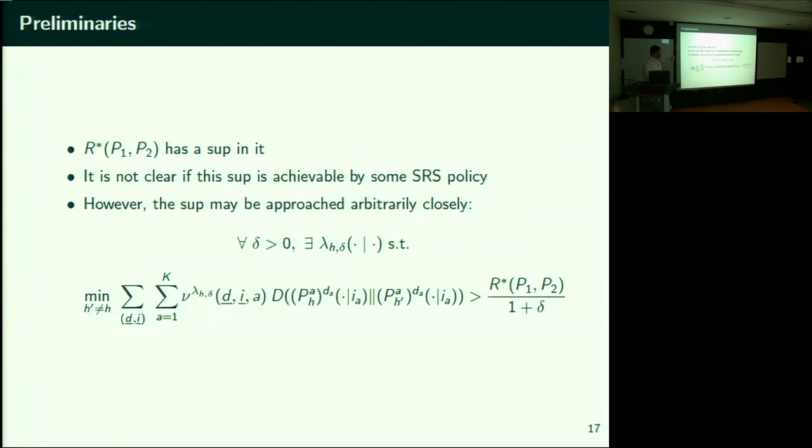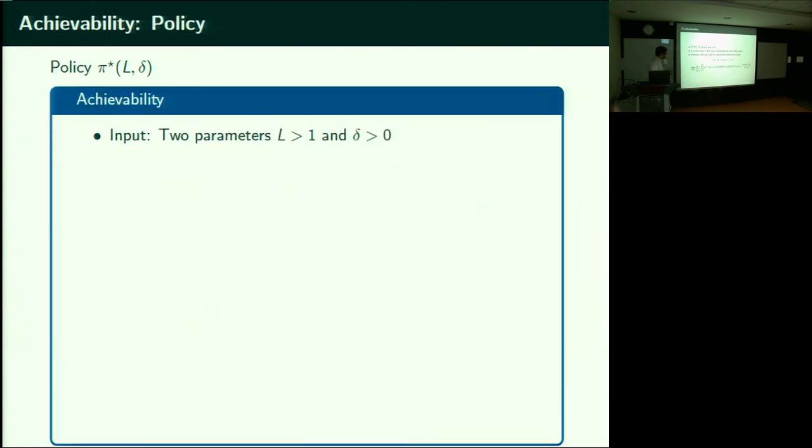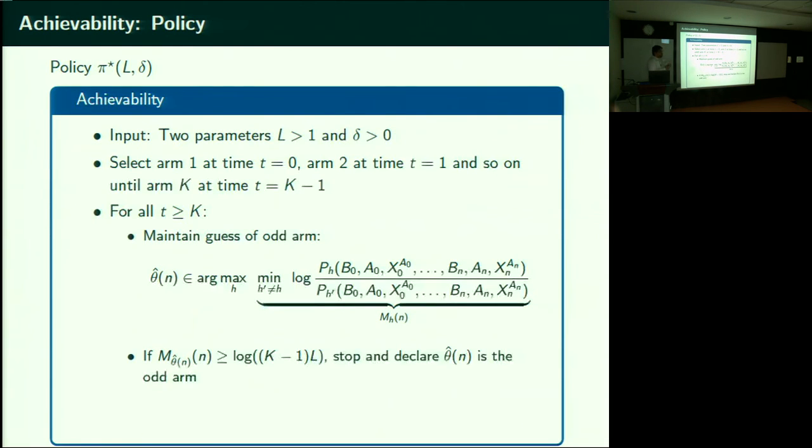This R star, if you saw, there was a supremum over all policies. So it's not clear if there is an SRS policy that achieves this supremum. Because it's a supremum, you can come arbitrarily close to it. For every delta, there always exists one SRS policy that achieves at least this divided by 1 plus delta. Just take that policy and then do a simple log likelihood ratio based test.